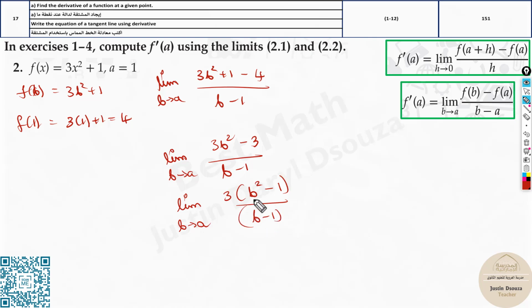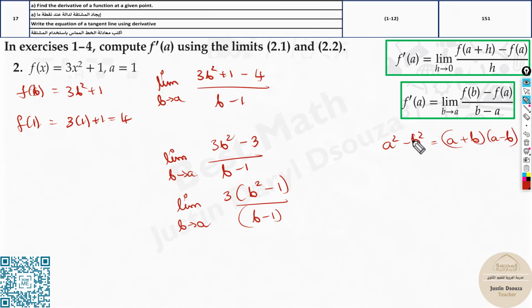Now, don't think, oh, we can just cancel it. No, it's not possible to cancel it directly. Why? Because this is b squared minus 1, and this is just b minus 1. We need to split this using the identity a squared minus b squared. If you remember, it is (a plus b)(a minus b).